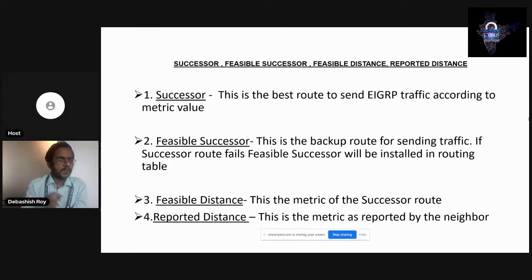Now the fourth thing is reported distance, or we sometimes say advertised distance. This is the metric as reported by the neighbor. So if one router is connected to another router, and R2 is reporting or advertising a distance or a metric to R1, then it will be known as reported distance. We will also see it in action later.